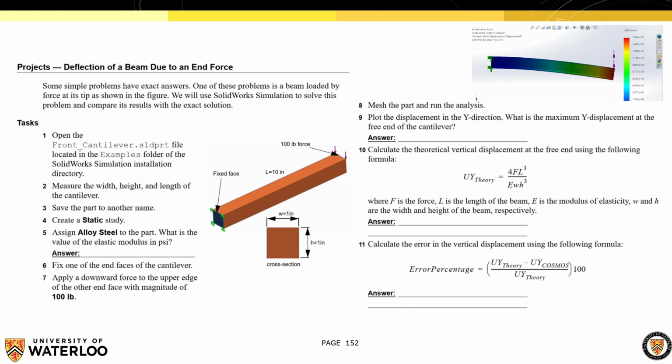Okay, it's saying create a static study, make it alloy steel, fix one of the faces, and kind of turn it into a typical diving board problem, and apply a downward force to the other end with a magnitude of 100 newtons. Okay, it's also giving you the theoretical formulation of how to find the displacement of the tip. So we can do that as well, but I'll leave it for you. But we're going to create this quickly in SolidWorks.